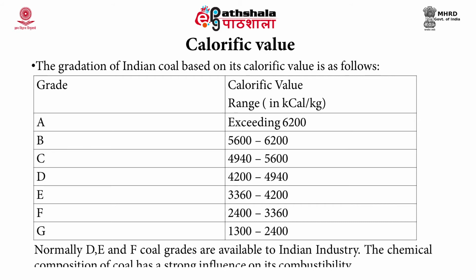Normally in India or in Indian industry, the coal grades are D, E, F. So you can see the poor quality of coal used in the industry, and that leads to the emissions. The chemical composition of coal has a strong influence on the combustibility nature of the fuel. Apart from this, the other properties like moisture content, that is the water content present in the coal, also affects its combustibility. And next is fixed carbon.